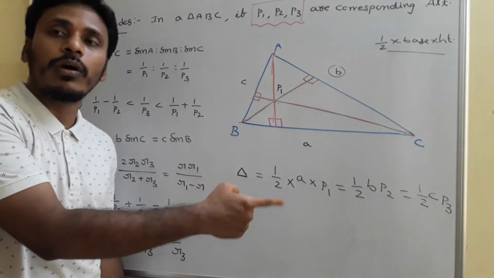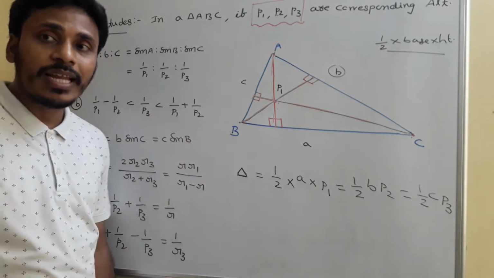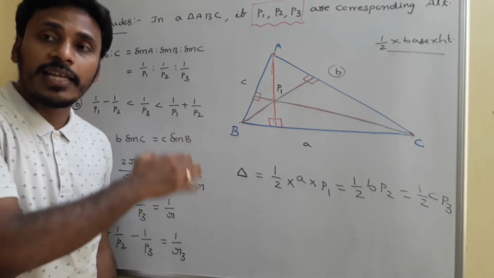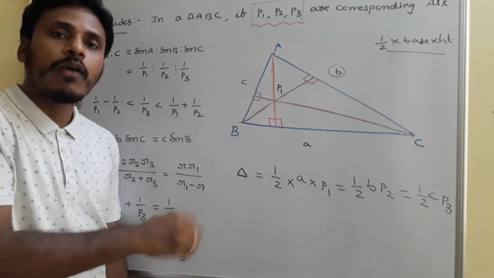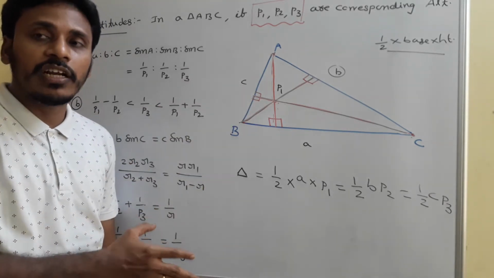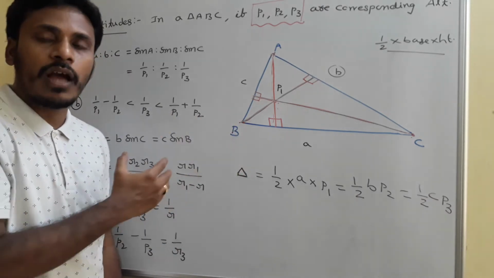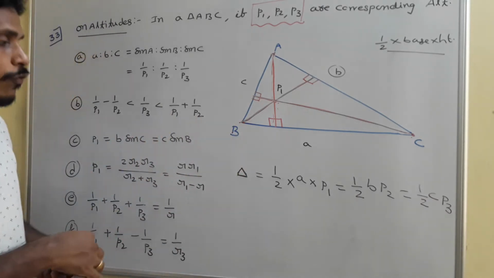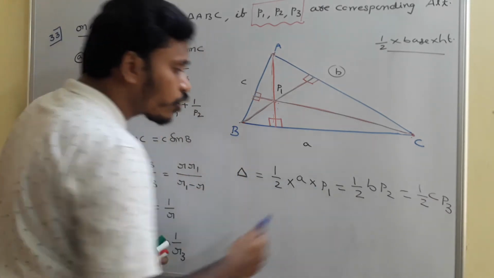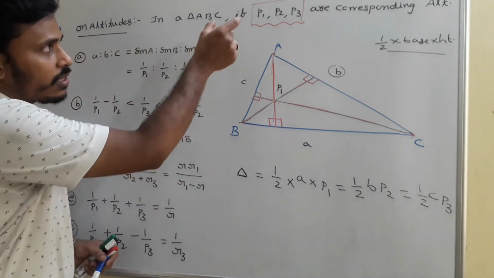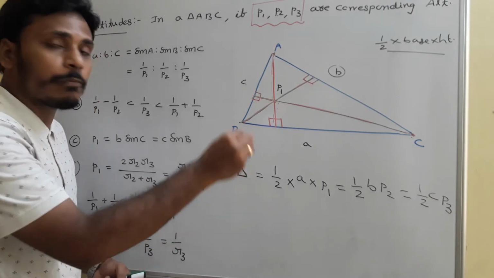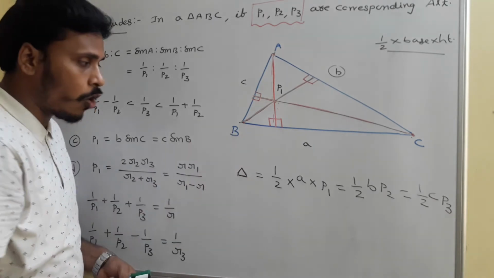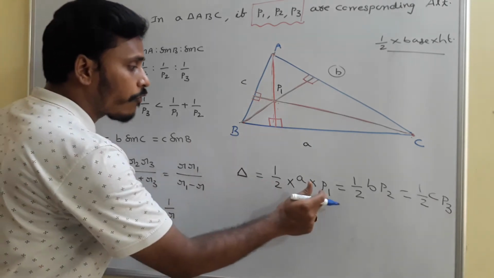All these three are equal, and they are equal to the triangle area, which is represented by delta. This discussion is completely true for every type of triangle; in general we are taking a triangle and proceeding. Now if you look there, delta is equal to half A P1. Our discussion is simply about the altitudes P1, P2, P3. You just try to make P1, P2, P3 the subjects now. So delta is equal to half A P1.